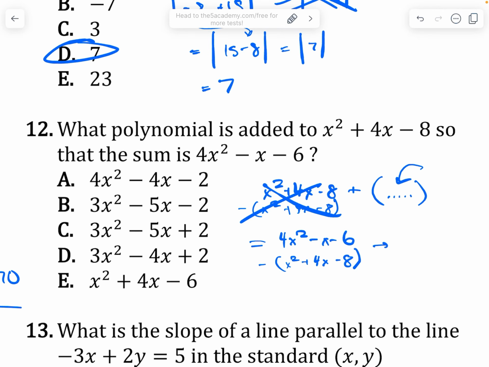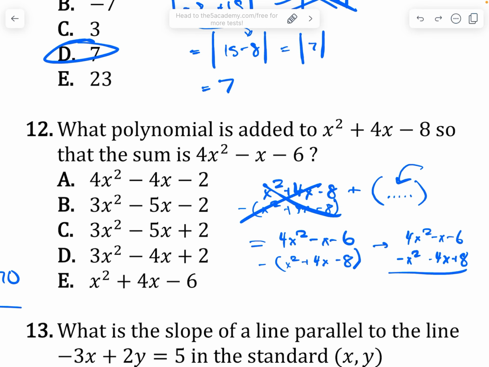So what I'm going to do is rewrite this as 4x squared minus x minus 6 plus, and then let's just do minus x squared minus 4x plus 8. You see what I did? I distributed the negative to each of these terms, basically flipping the sign of each one. And now what I have to do is just add going down. Okay, now I just have to find the sum going down.